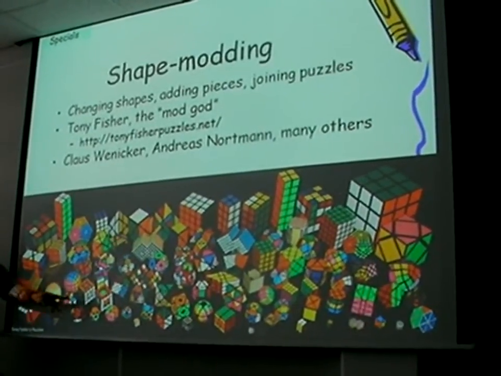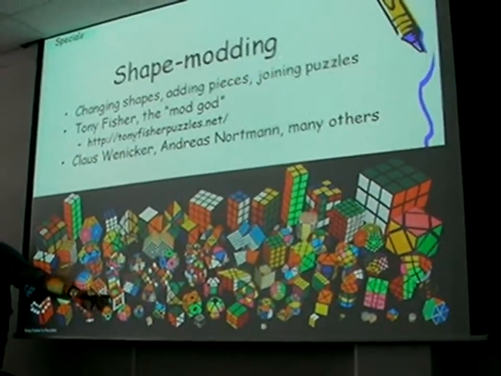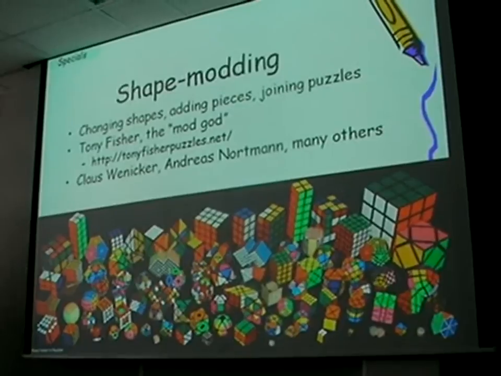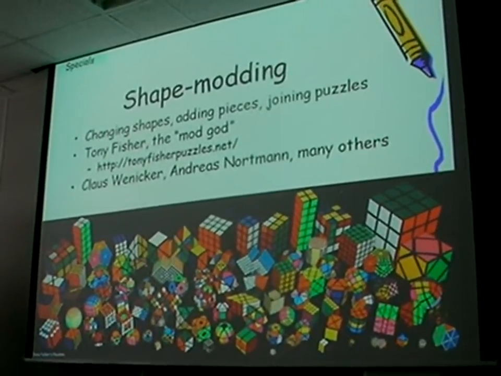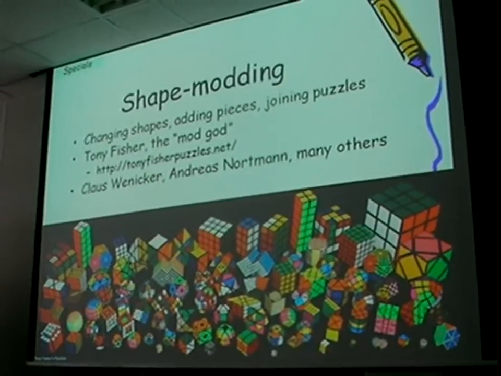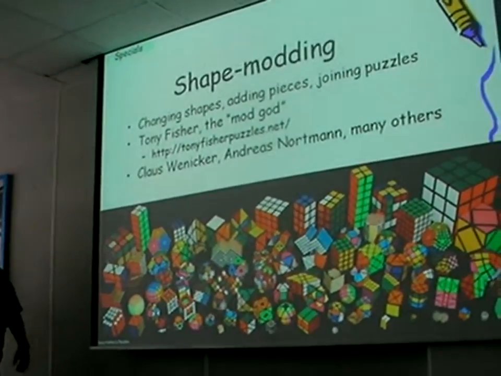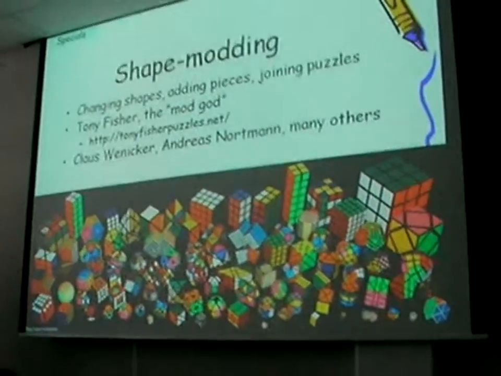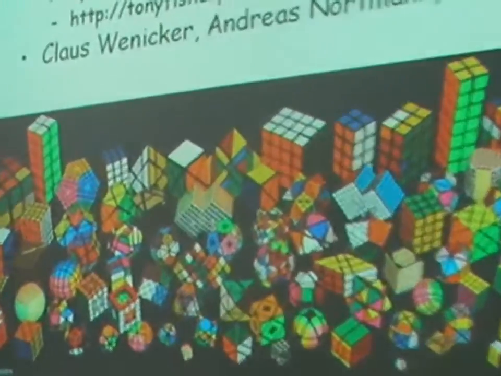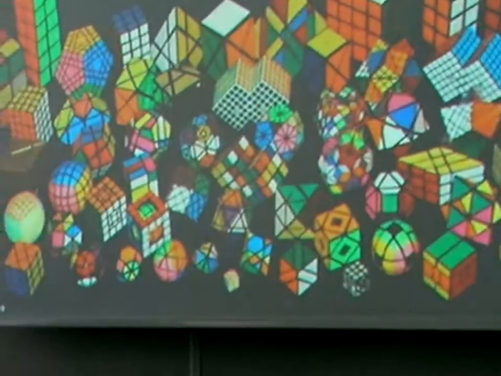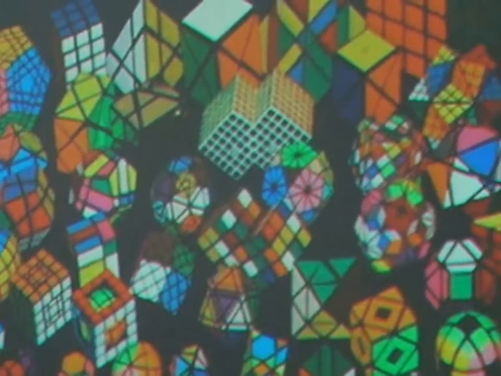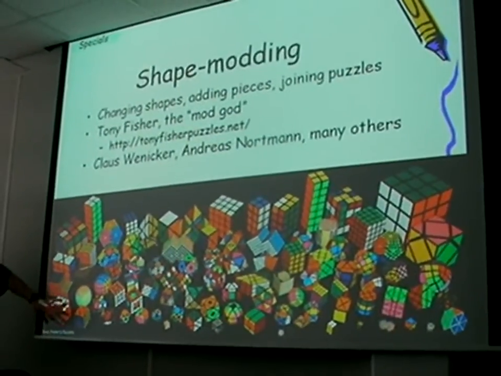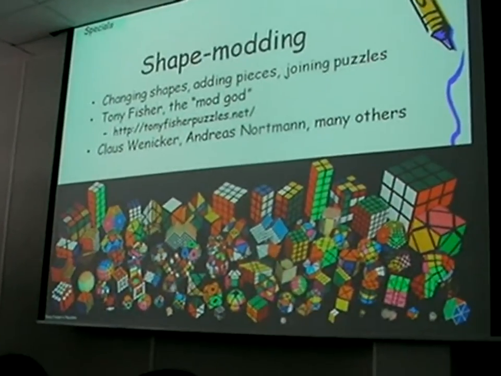One of my favorites of Tony's is a 4x4 that looks like it has a ball inside, and I think that really looks elegant. It has been modded, I believe, from a 4x4? Exactly, that's one I particularly like, but there are many more examples. Other people involved in shape modding are Andreas Nordman, Klaus Weniger, but many others have made excellent shape mods. The way of modding is limitless, like connecting, adding pieces, reshaping. The Fisher cube is a Rubik's cube but reshaped.